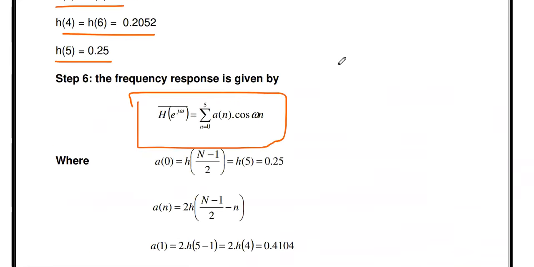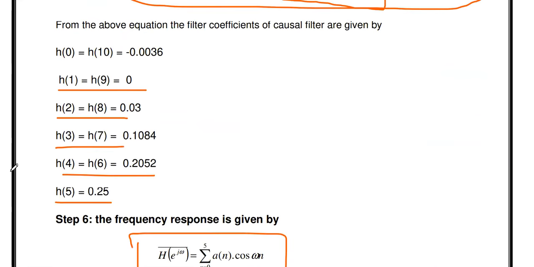Our given problem is a type 1 case. Type 1 means this filter coefficient is symmetric about the center value. Symmetric means h of 0 and h of 10 are equal, 1 and 9 are equal, 2 and 8 are equal. So this is symmetric, and capital N equal to 11, which is odd. So this is the type 1 filter.